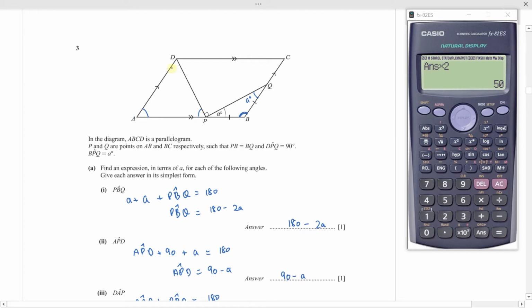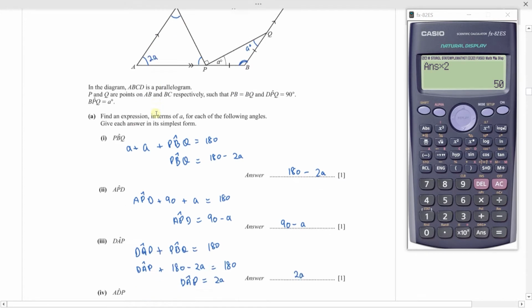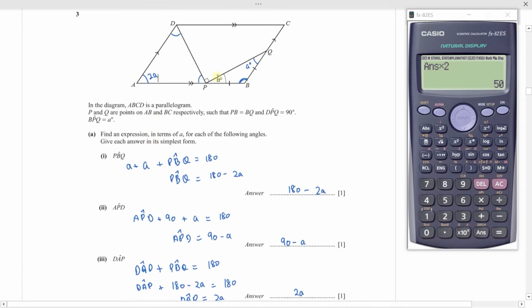ADP is this angle. We calculated this in the previous part. This was 2A, and angle APD was calculated in part 2, which was 90 minus A. So this was 90 minus A. So this triangle ADP, the sum of these three angles should be 180.